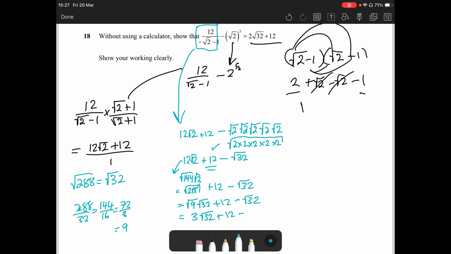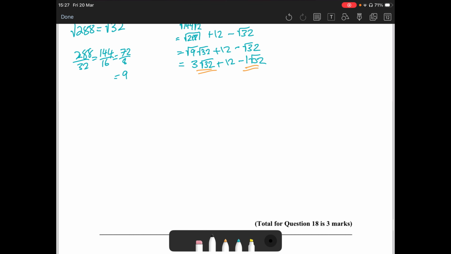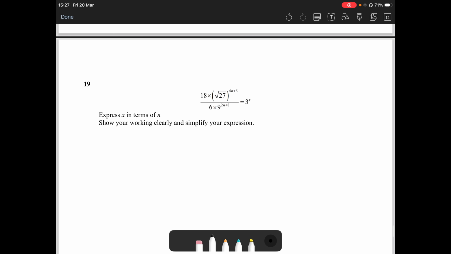Now, take away root 32 is taking away one lot of root 32. So your 2 and your 1 becomes your 2 root 32, and obviously the plus 12 at the end. We're done. We proved it. Good stuff. 19. All right.